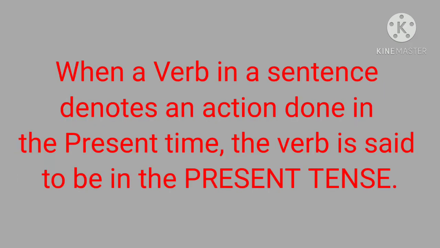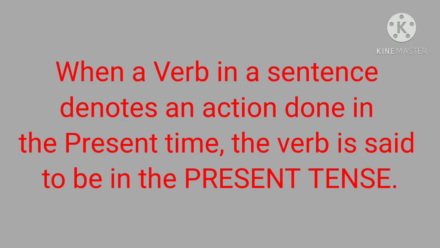When a verb in a sentence denotes an action done in the present time, the verb is said to be in the present tense. So when we select a verb in the sentence and we understand that it is saying something about the present time, then we say that the sentence is in the present tense.